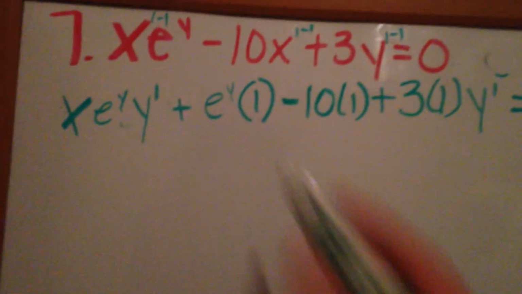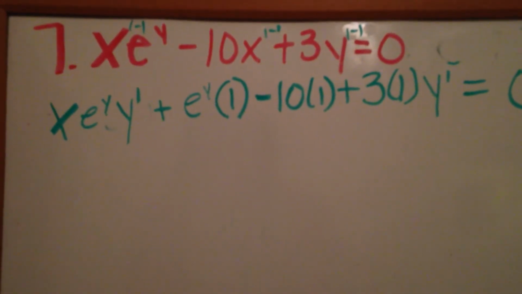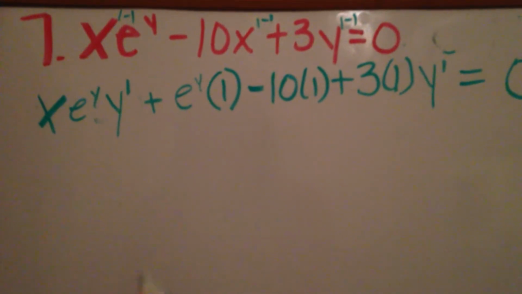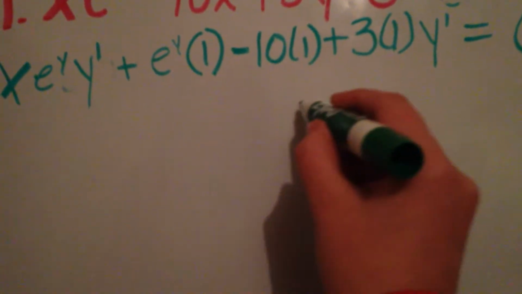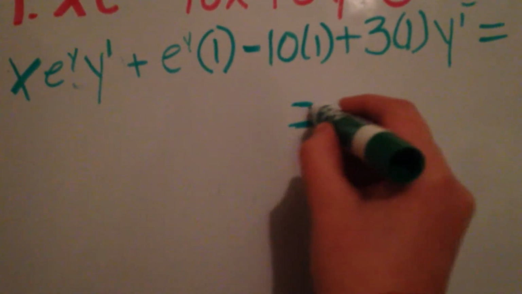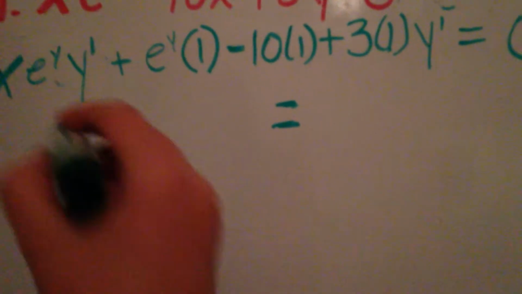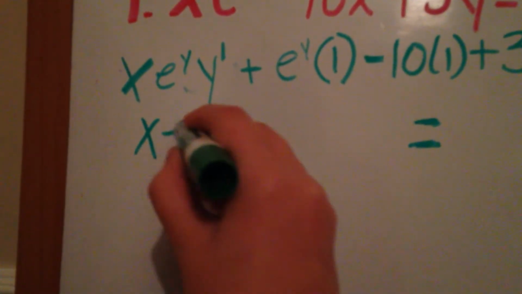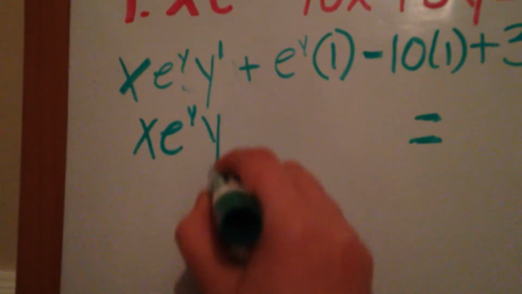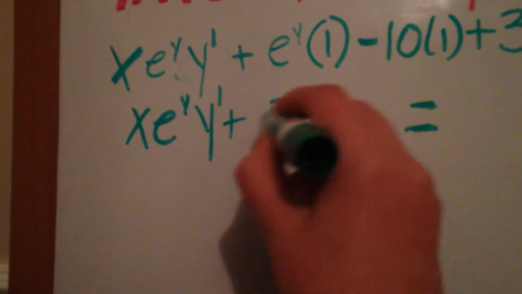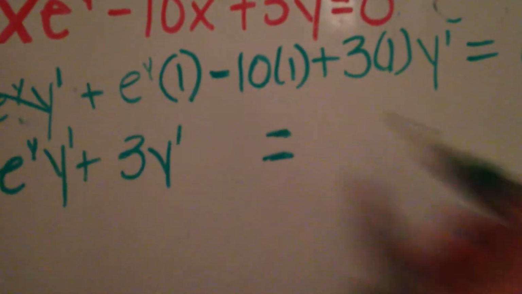So you pretty much just took the derivative of this equation, but you're not done yet. What you have to do next is you have to get the like terms and put them on one side of the equation, and the other like terms and put it on the other side of the equation. So I'm going to put an equality sign here, equals, and then I'm going to get all the y primes on this side. So we have x e to the y, and then you have the y prime plus 3y prime.